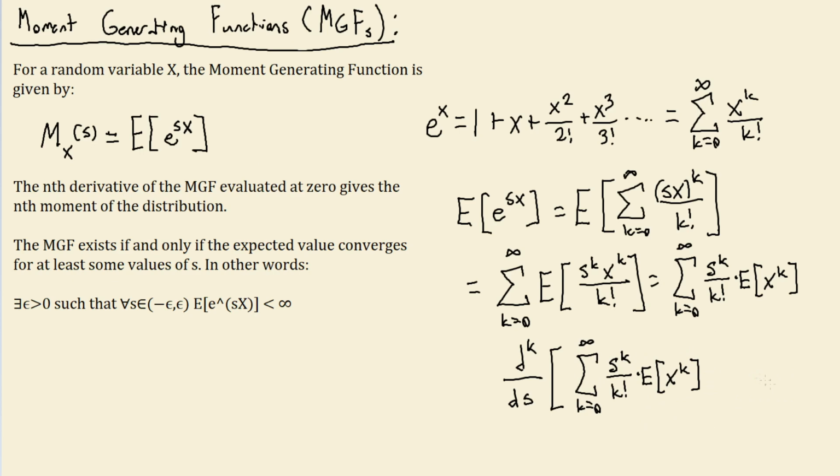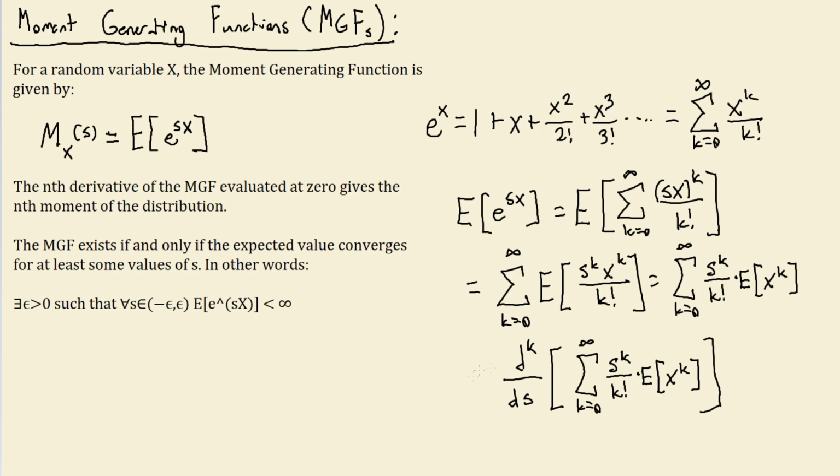If you were to evaluate this, we should remember from calculus, but if you don't, just consider the case of taking the second derivative of s squared over 2 factorial. You could bring that 2 down, it will cancel, and then you'd be left with just s, and when you take the second derivative, it's just equal to 1. And in general, this is true. I encourage you to verify this for yourself. If you take the kth derivative of this coefficient, it is just going to be equal to 1, and we'll just be left with the expected value of x to the k.